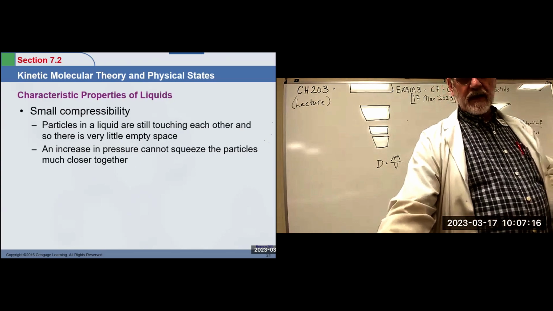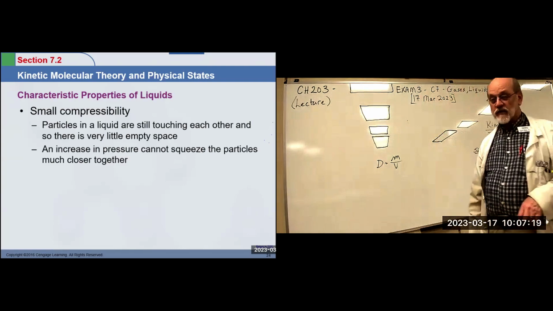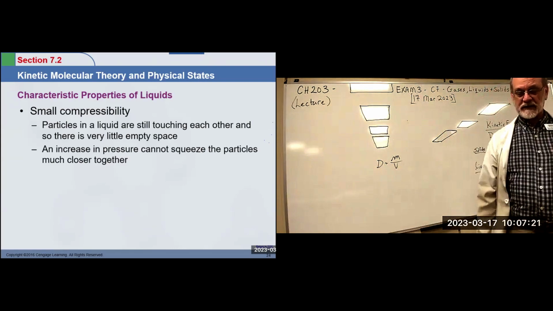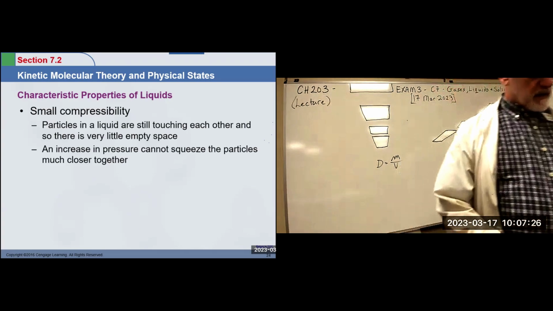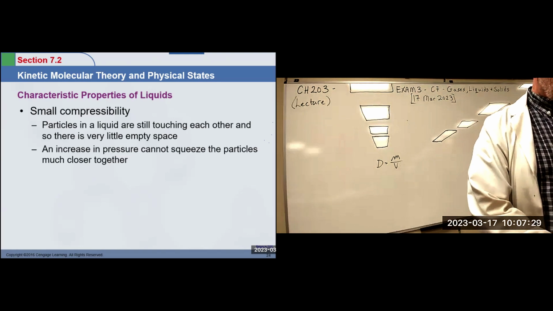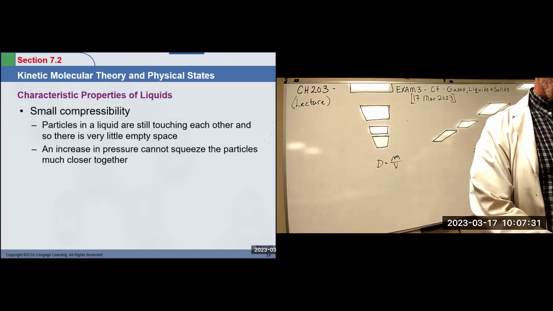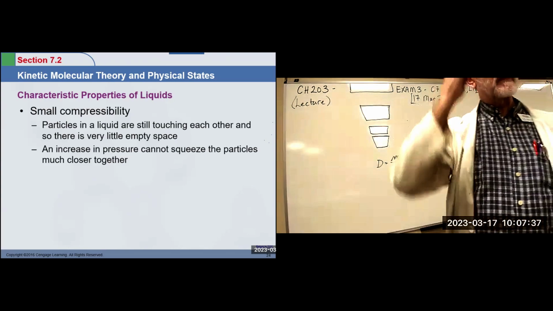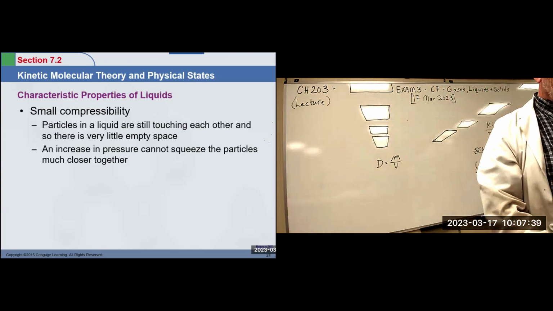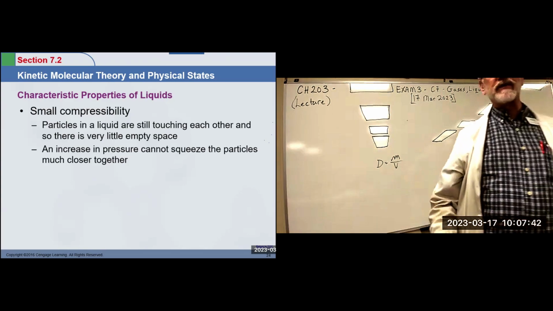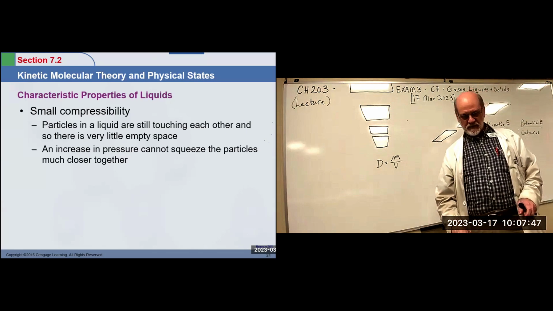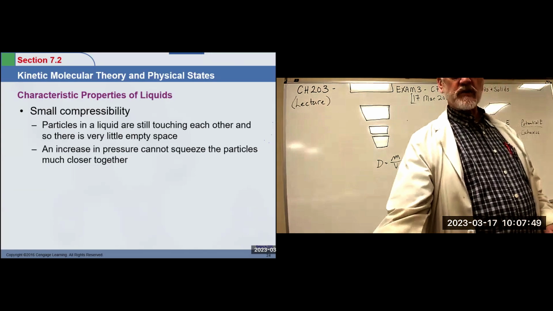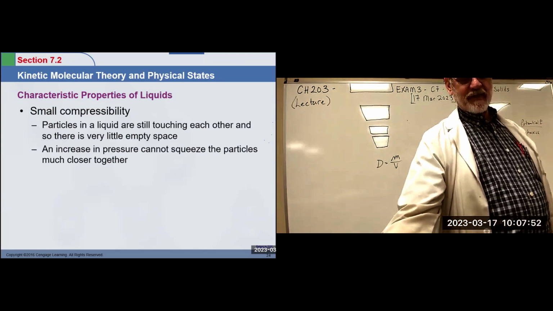Okay. They're not very compressible. Like I said before, you can squeeze them together, but it takes a lot of pressure. Like, I don't know how much pressure that would be. 2 miles down, 5,280 feet. Okay, that's 10,560 feet. And you get an atmosphere for every 33 feet. So that's 320 atmospheres at 2 miles down. So it takes a lot of pressure to compress liquids.